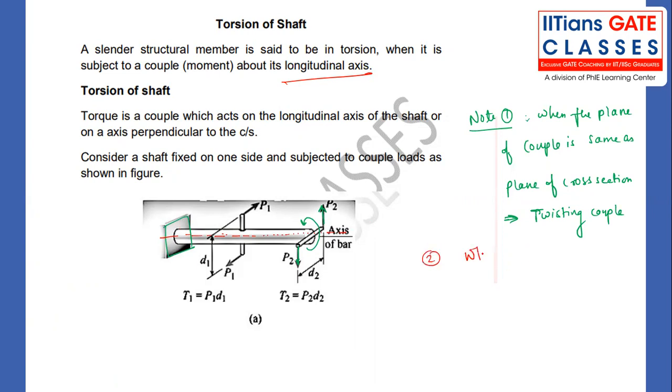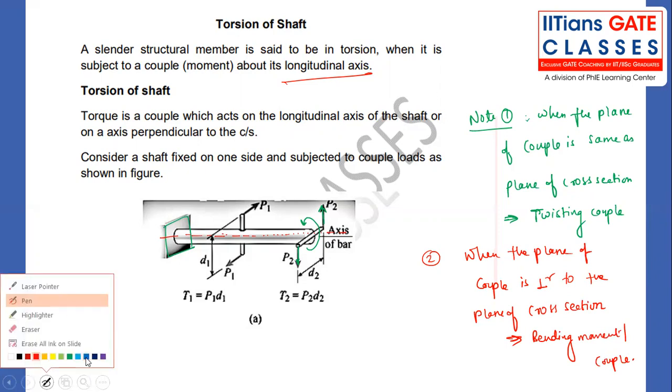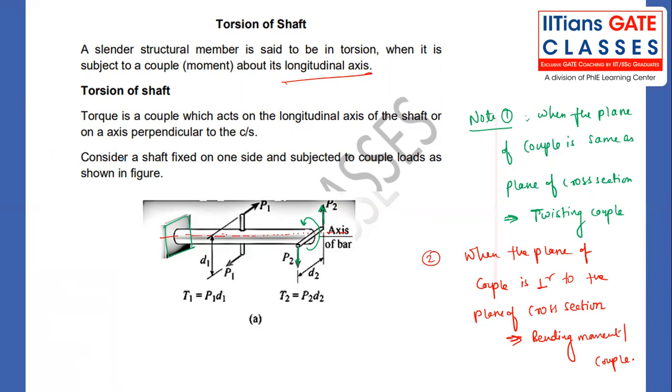Second point: when the plane of couple is perpendicular to the plane of cross section, then we say that couple or moment is called a bending moment or bending couple. Getting my point?